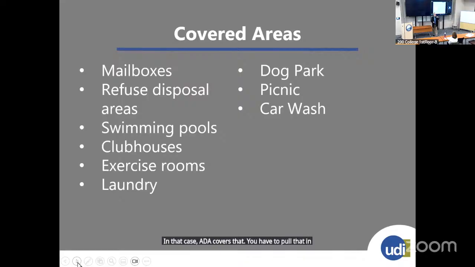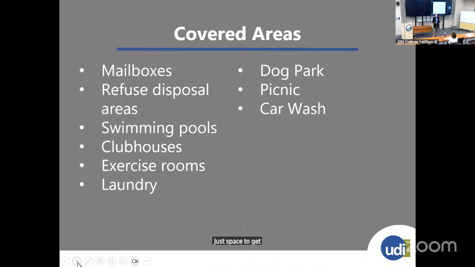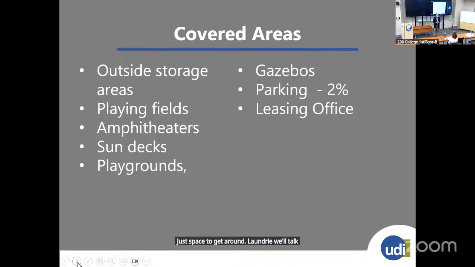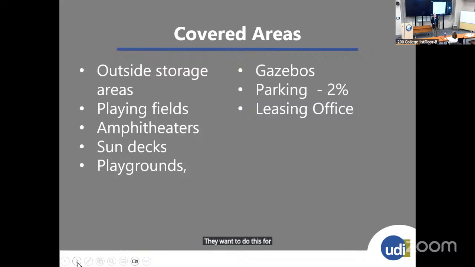So all those different places. You have to have the dumpsters that are usable. Clubhouses, yes. Exercise rooms, yes. You don't have to have any particular kind of accessible exercise equipment in the exercise room, just space to get around. Laundry we'll talk about. Again, all these are the things. Outside storing at playing fields, amphitheaters, sun decks, playgrounds, all these things. Access to them, not necessarily a high level of access once you get to them. They want to do this for other reasons, but the Fair Housing Act isn't requiring that you do that.